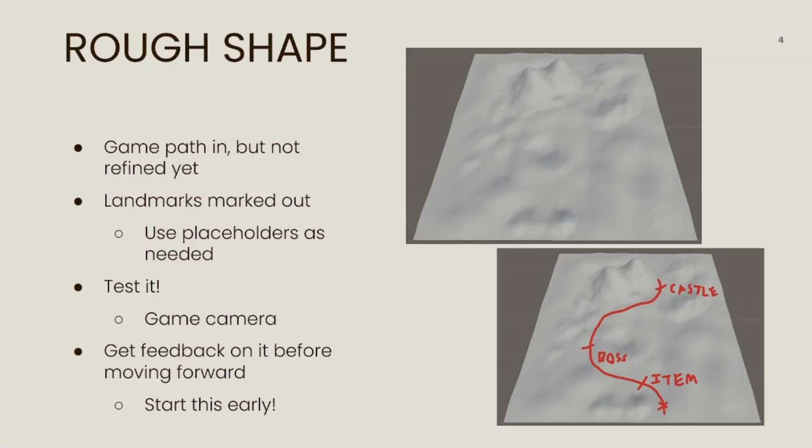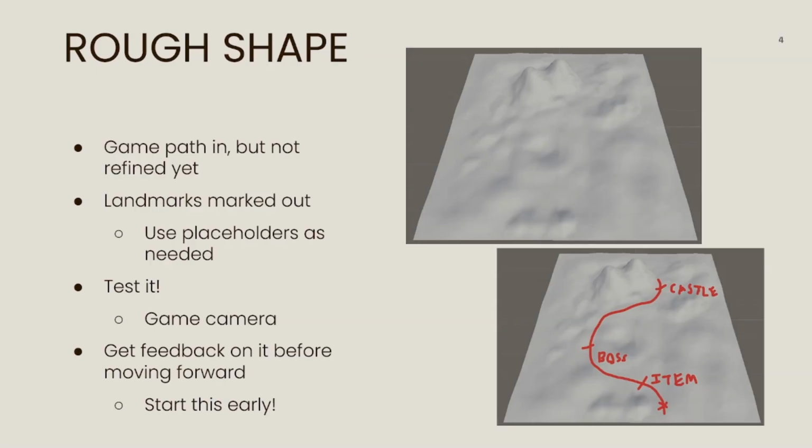In Myth of Change, I used white cubes to represent which locations we were going to have stuff at that we didn't have full models for yet. But you can just use whatever you have in your game scene. And then at this point, honestly, start testing it already.